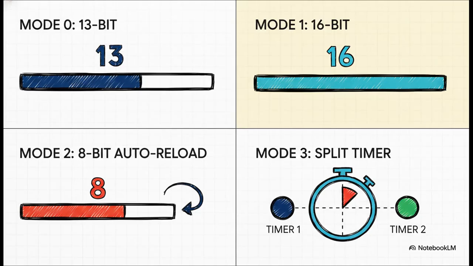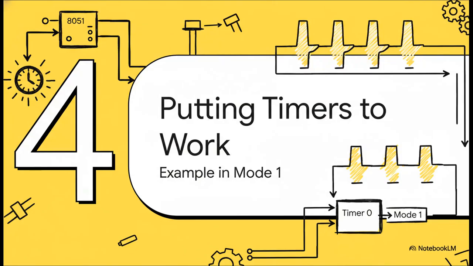So what are these 4 modes? Well, you've got mode 0, which is a pretty simple 13-bit timer. Then there's mode 2, which is really clever. It's an 8-bit timer that automatically reloads itself when it's done, which is awesome for creating continuous signals. Mode 3 is a bit of a special case, but the one we're going to focus on, and probably the most common one you'll use, is mode 1. It's a full 16-bit timer, and that gives you the biggest range and the most precision for creating all sorts of delays.